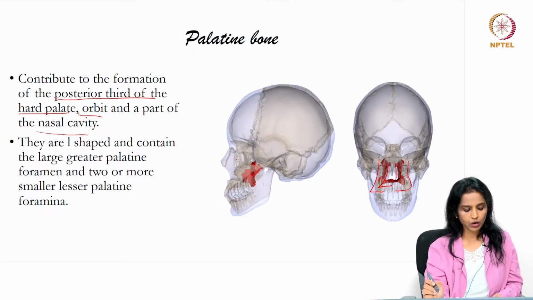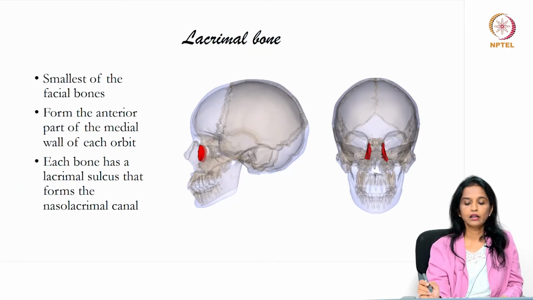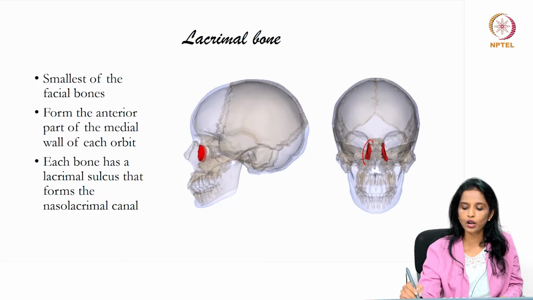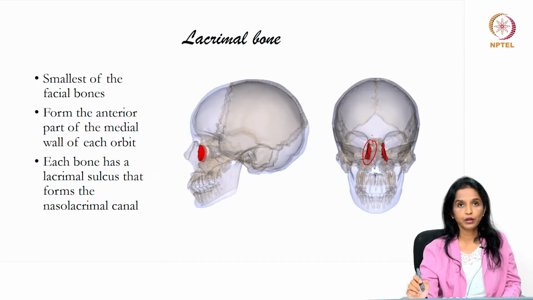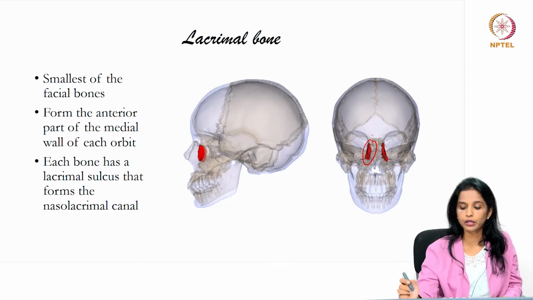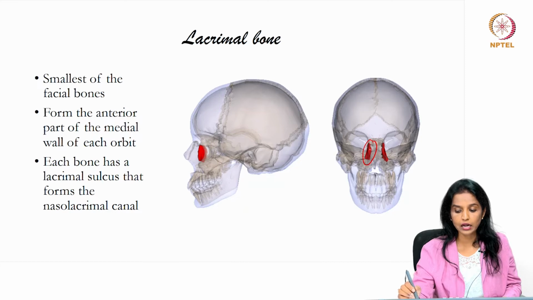So, this is about your palatine bone. And then we move on to the lacrimal bone. Lacrimal is one of the smallest of the facial bones and forms the anterior part of the medial wall of each orbit. So, you can see that it forms the anterior part of the medial wall of the orbit.